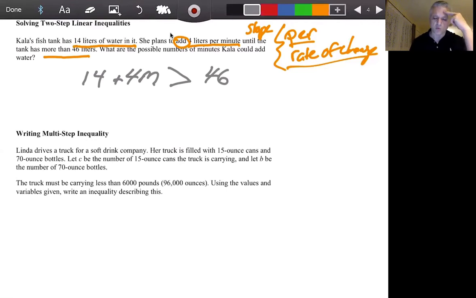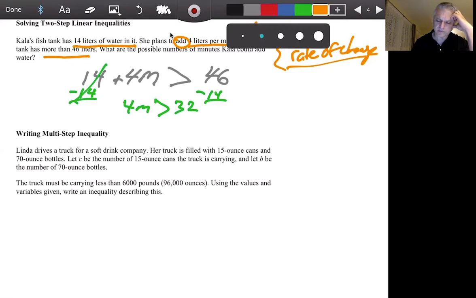Okay, so now it says, what are the possible numbers of minutes? We want all the possible minutes that could work. So all you have to do is solve for m. Okay, and that's simple enough for you, I'm sure. We're going to subtract 14. Cancel that nicely. So you got positive 4m greater than 46 minus 14 is 32. Now we're going to divide by 4. Divide by 4. So I've got minutes.